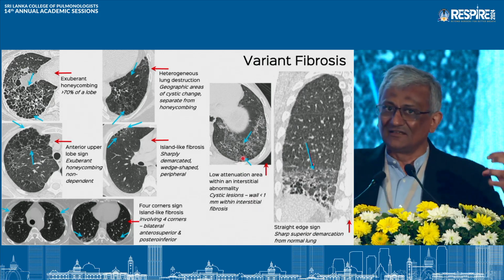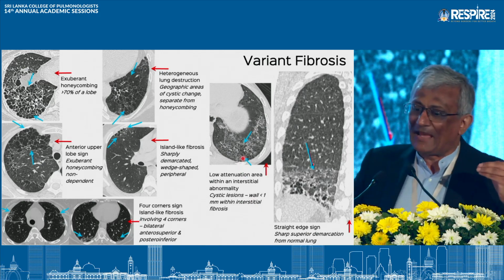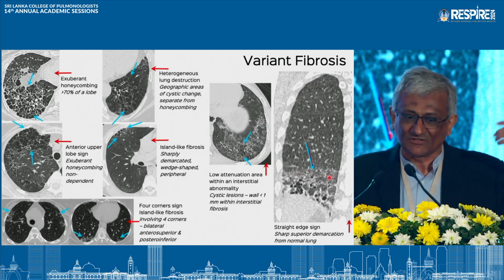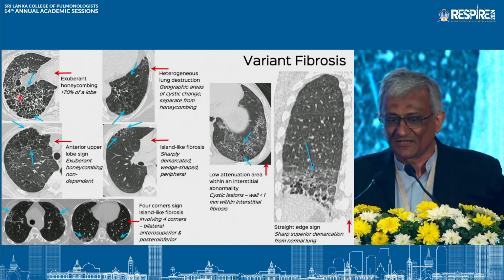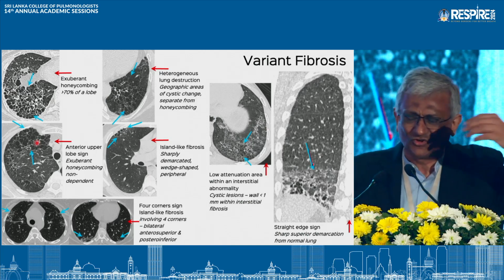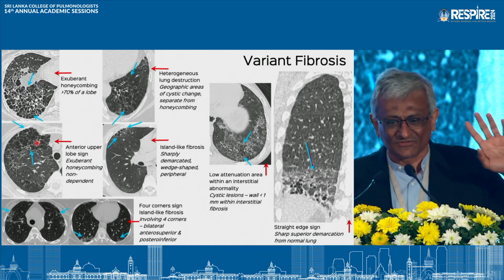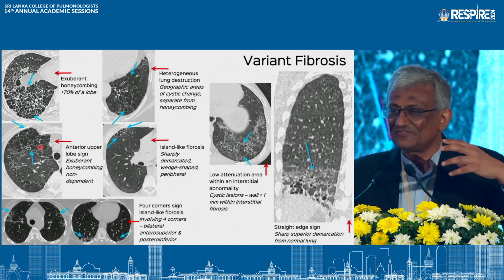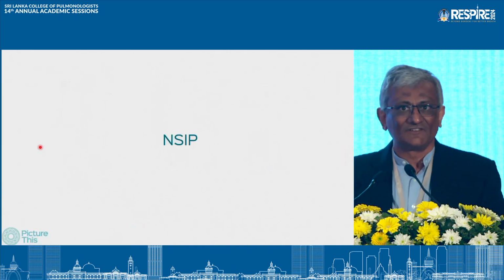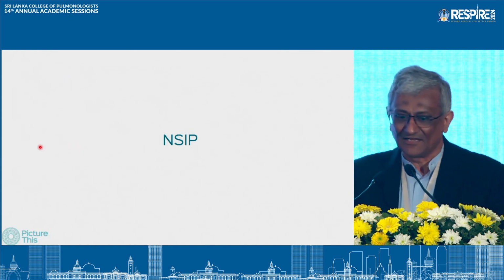We see then different patterns, and I've just summarized them in the slide, but let's say a straight edge on the coronal images, exuberant honeycombing in RA, exuberant honeycombing seen in the anterior upper lobe, which is a sure shot sign of a connective tissue disease ILD. And all of these then raise our antennae for CTD ILD.